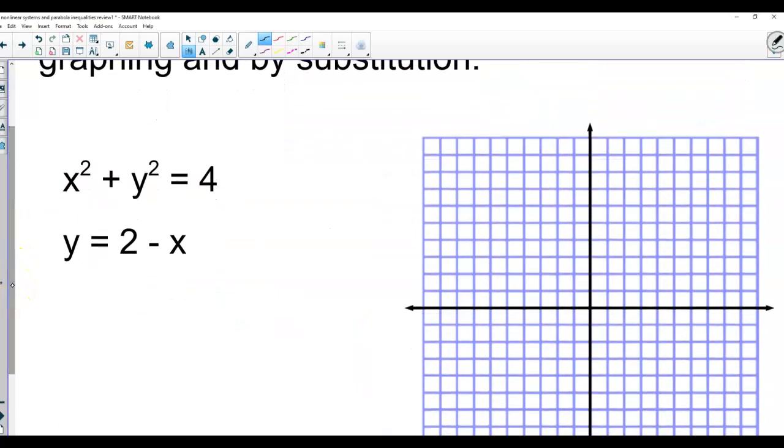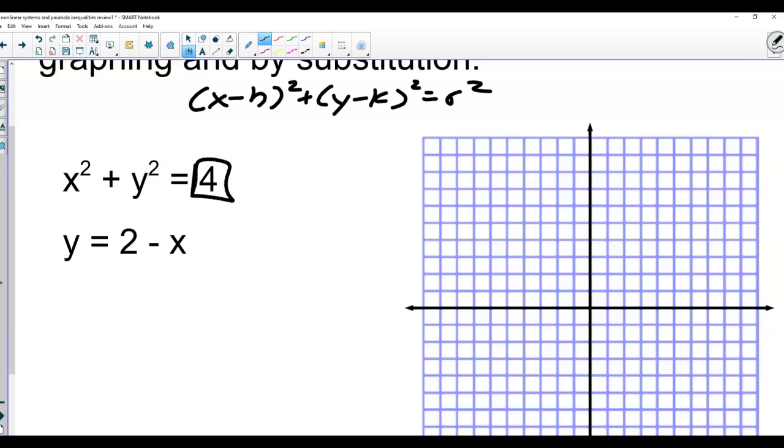With a circle, your center point's at 0, 0. My radius is 2 because x minus h squared plus y minus k squared equals r squared. So this number right here represents the radius squared. If r squared equals 4, that means the radius is 2. If my center's at 0, 0, I go up 2, I go left 2, I go down 2, and I go right 2. And I do my best drawing my circle.